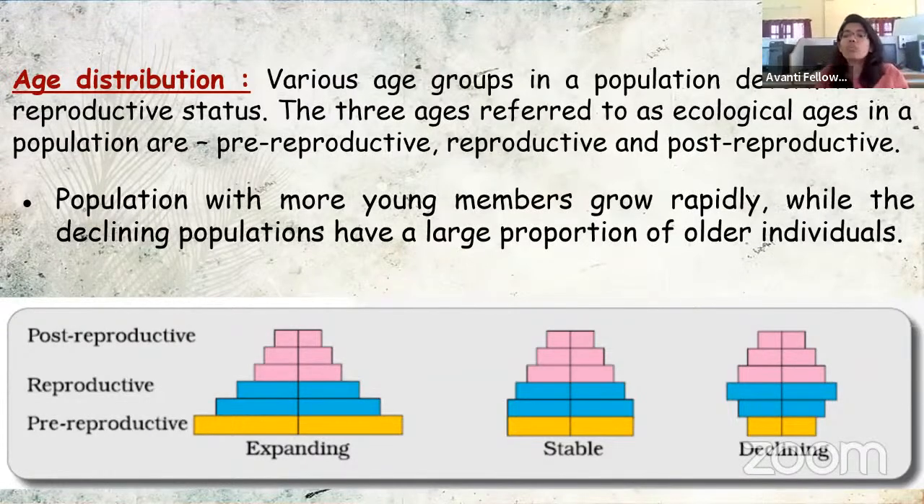And one more way: if the pre-reproductive and reproductive age groups have the same population, and the post-reproductive group is very small in number, then in the next generation this population will be stable.